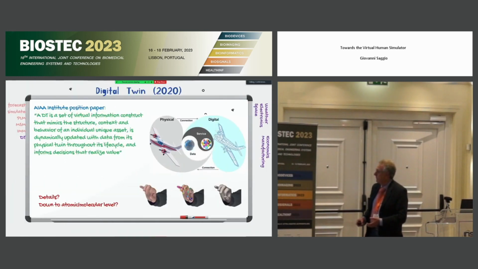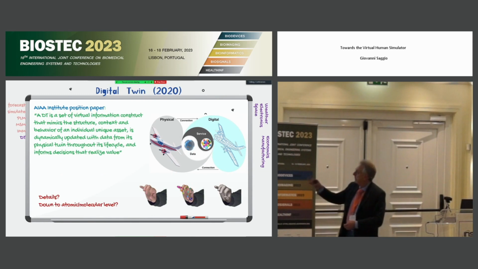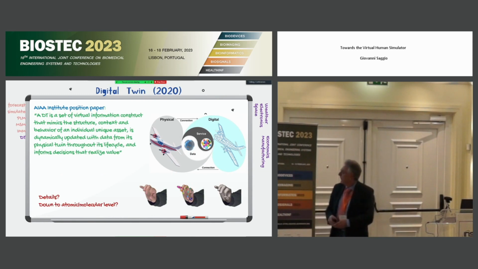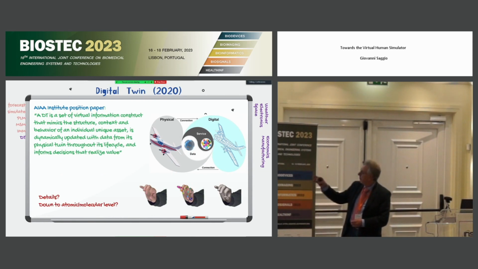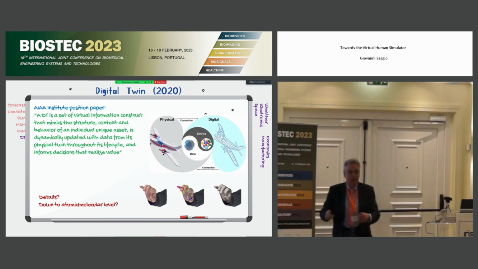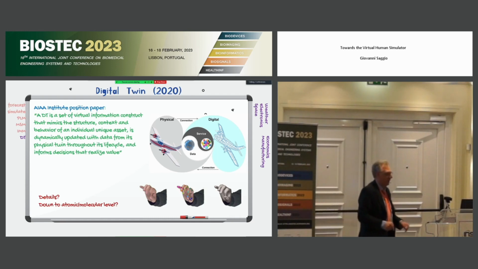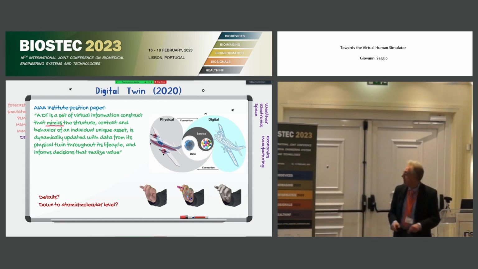We have a third definition from the AIAA Institute. A digital twin is a set of virtual information constructs that mimics the structure, context, and behavior of an individual unique asset, is dynamically updated with data from its physical twin throughout its life cycle, and informs decisions that realize value. So again, another definition, and this time the keyword is mimics.